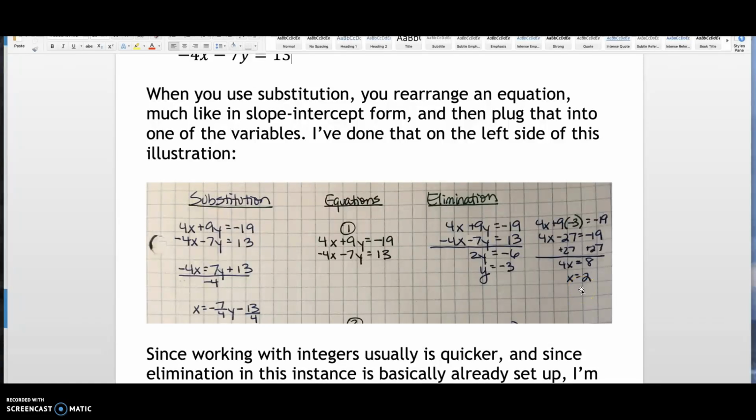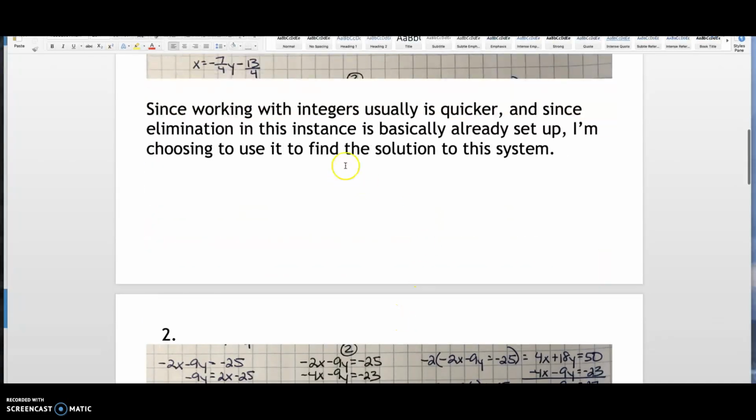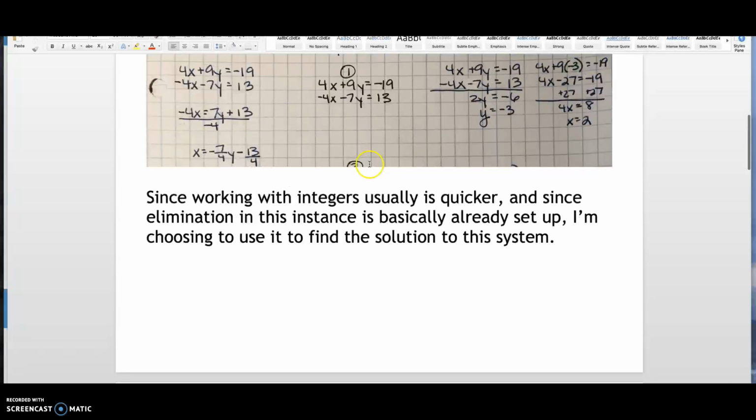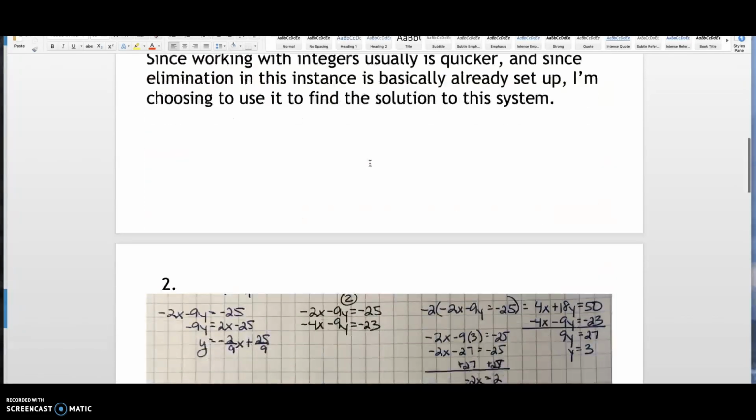If you were to graph these on Desmos, the intersecting point would be at that spot, which means it has one solution. Remember that if I rearrange these and my slopes are the same and my y-intercepts are the same, that means that the system has infinite solutions. Conversely, if the slopes are identical but the y-intercepts are different, that means that I have no solutions for this system. Since working with integers usually is quicker, and since elimination in this instance is basically already set up, I'm choosing to use it to find the solution to the system, which I just explained.